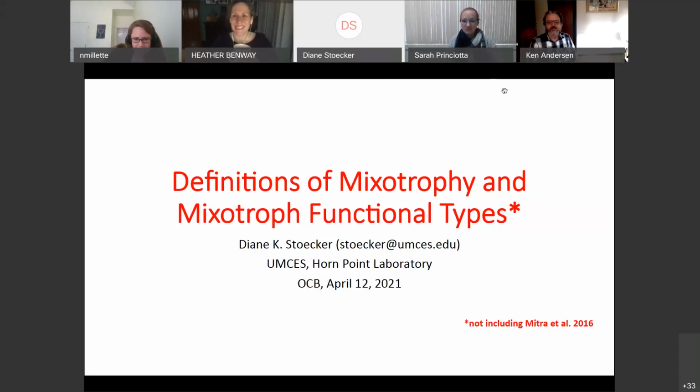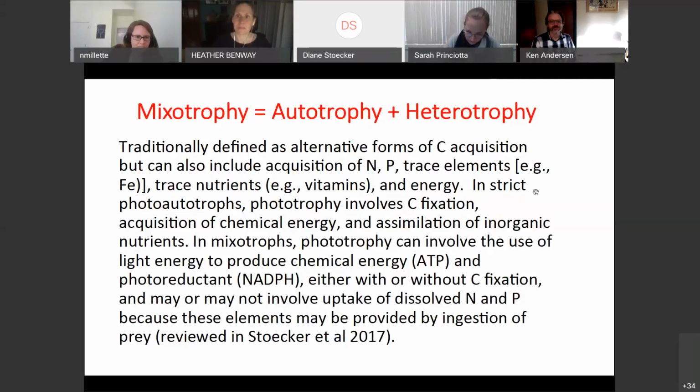Okay, thank you, Nicole. Could I have the next slide, please? Well, what is mixotrophy? Traditionally defined as carbon acquisition using alternative modes. But maybe looking at just carbon is too narrow. I sort of prefer a very broad definition of mixotrophy, just being autotrophy plus heterotrophy. And that can include not just carbon, but nitrogen, phosphorus, trace elements. In the ocean, iron may be particularly important, and trace nutrients like vitamins and energy.